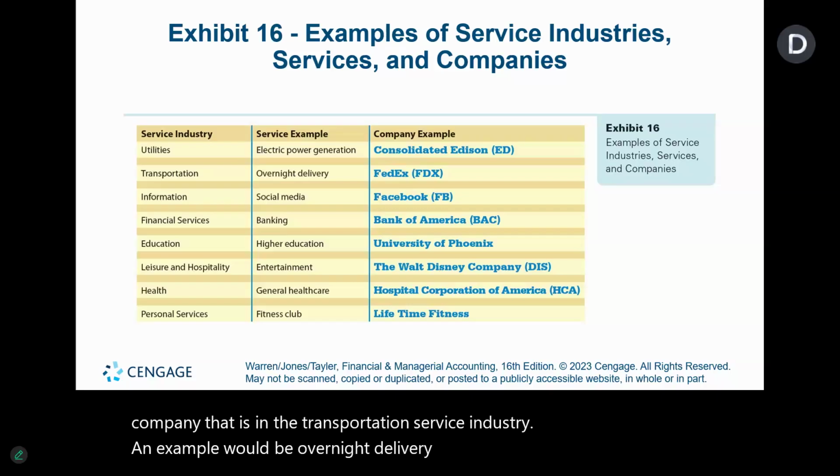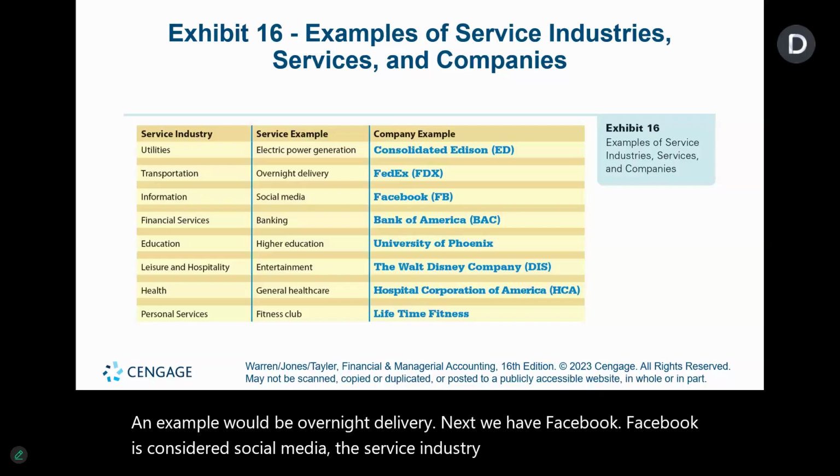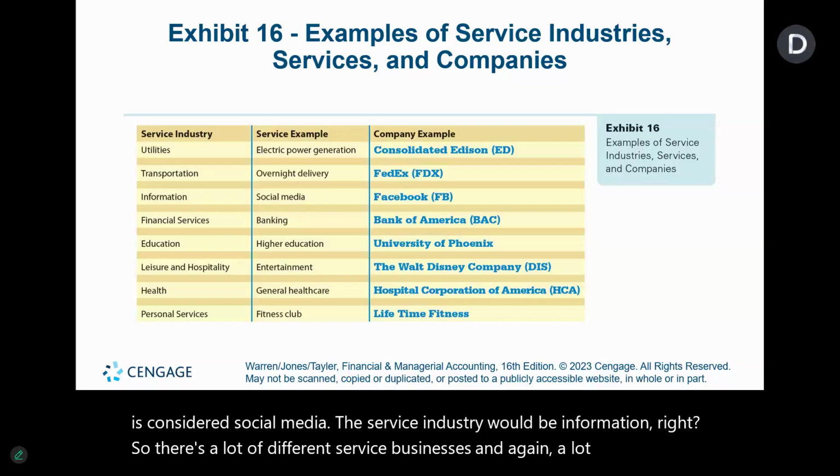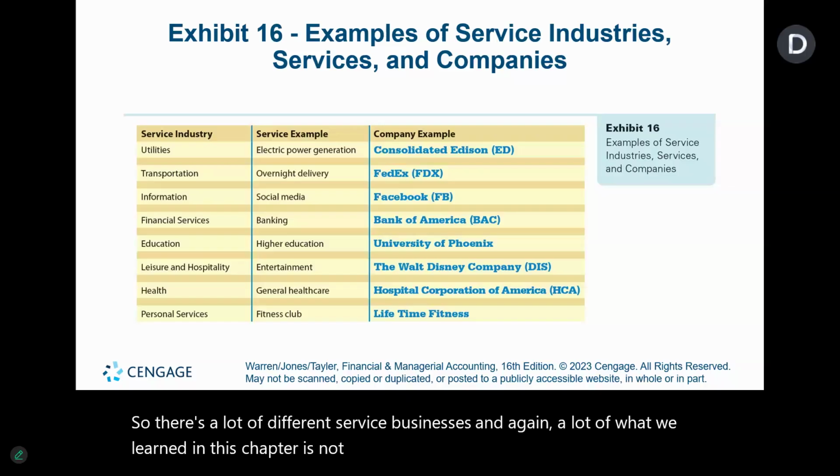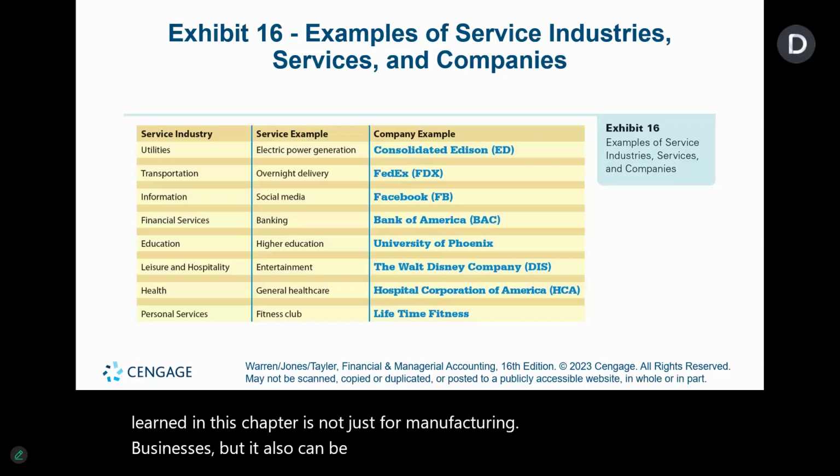Next, we have Facebook. Facebook is considered social media. The service industry would be information, right? So there's a lot of different service businesses. And again, a lot of what we learned in this chapter is not just for manufacturing businesses, but it also can be applied to service and retail-based businesses.